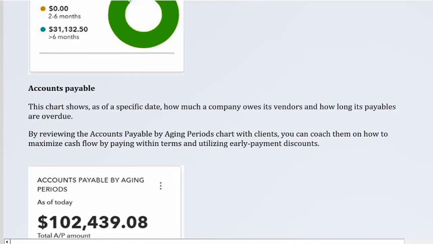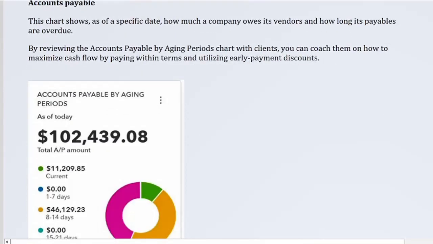As shown in this image, accounts payable. This chart shows, as of a specific date, how much a company owes its vendors and how long its payables are overdue. By reviewing the accounts payable by aging periods chart with clients, you can coach them on how to maximize cash flow by paying within terms and utilizing early payment discounts.